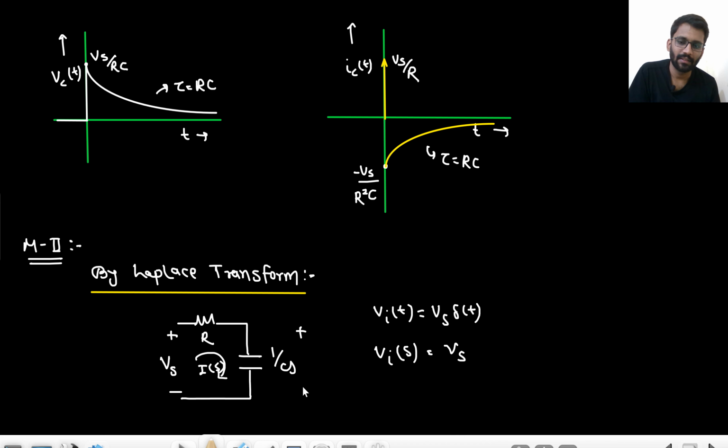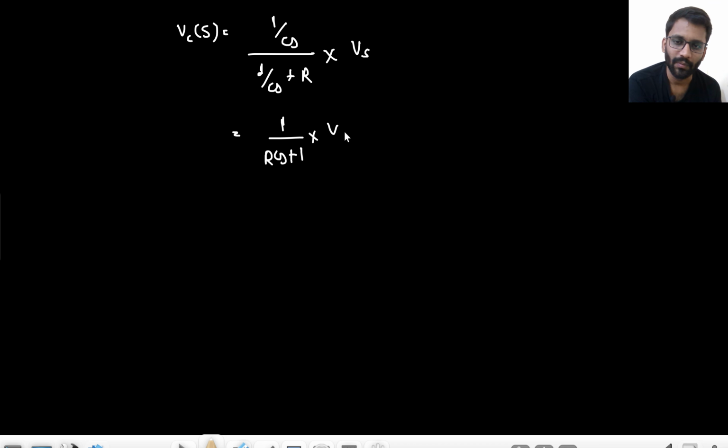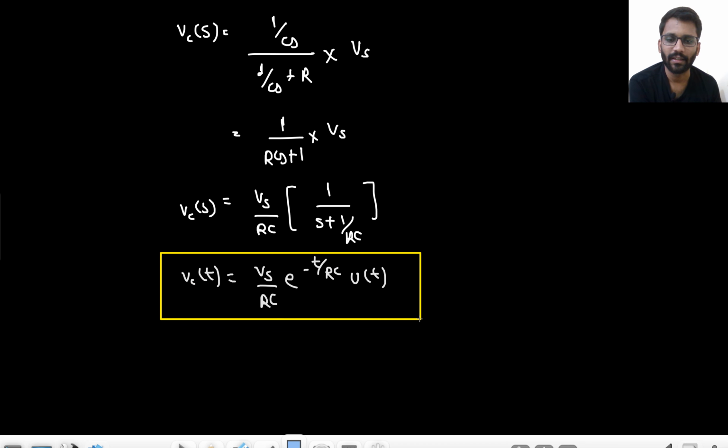Now for VC of s, shall I leave it up to you? No, I should solve it on my own. So VC of s would be 1 upon Cs upon 1 upon Cs plus R into the input voltage, that is Vs only in Laplace transform. So it would be 1 upon RCs plus 1 into Vs. So you can write Vs by RC into 1 upon s plus 1 by RC. So this is VC of s. What will be in time domain? It would be Vs by RC e to the power minus t by RC u of t. This will be the answer in time domain.